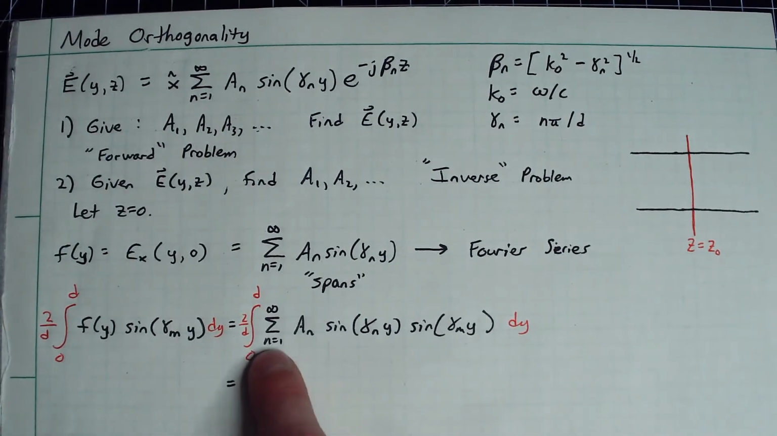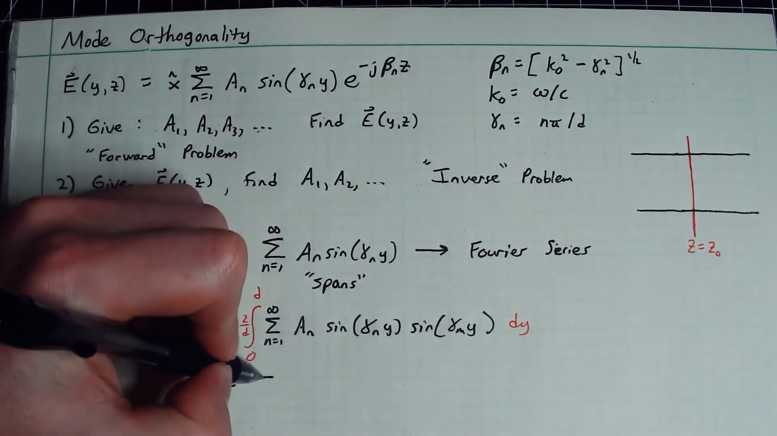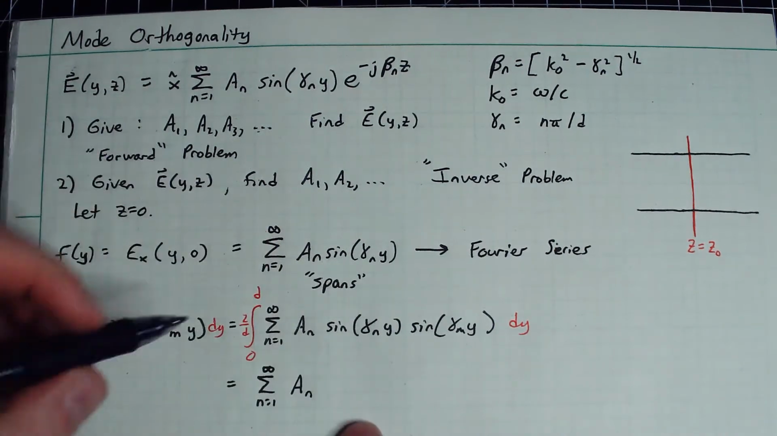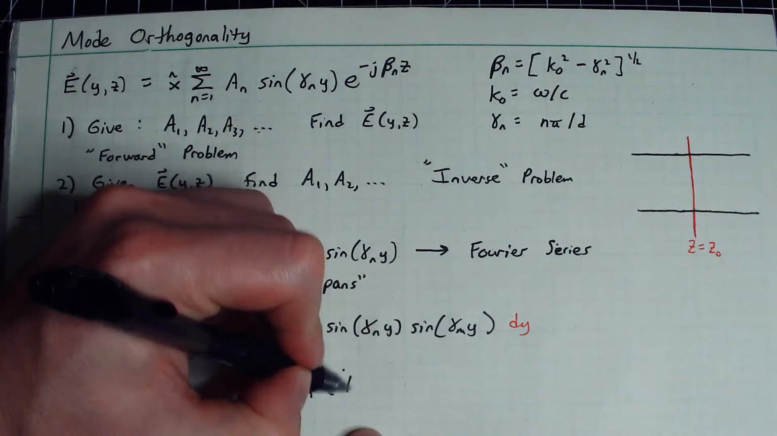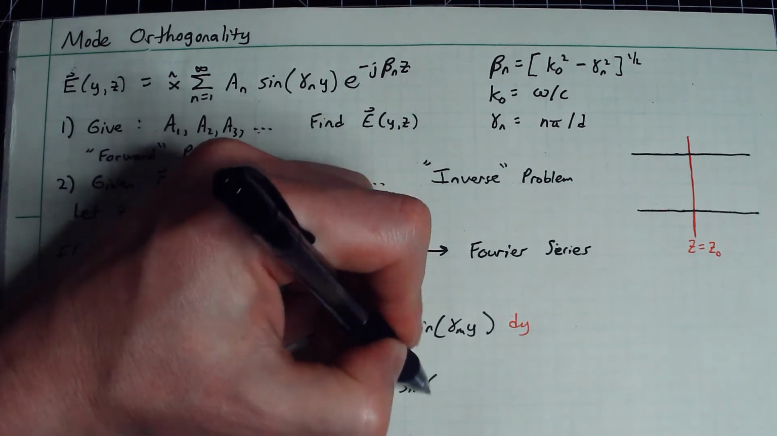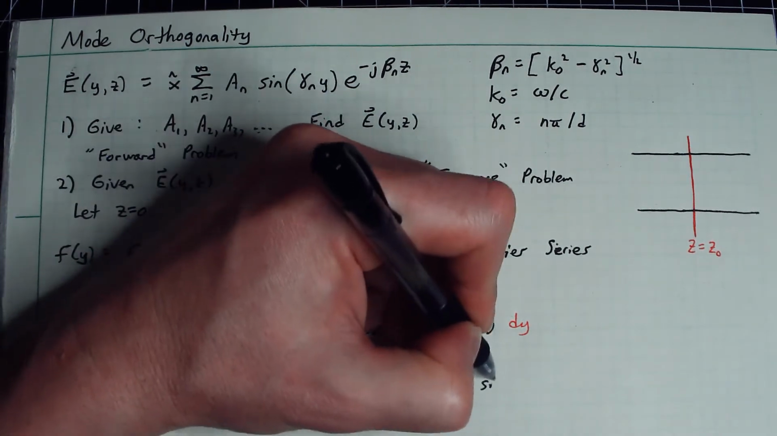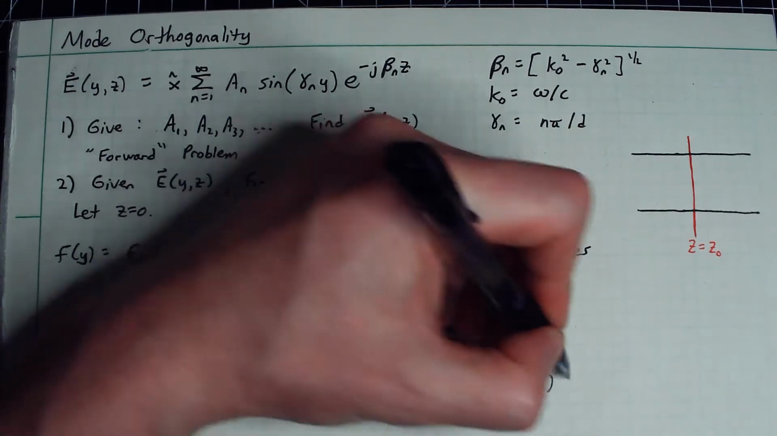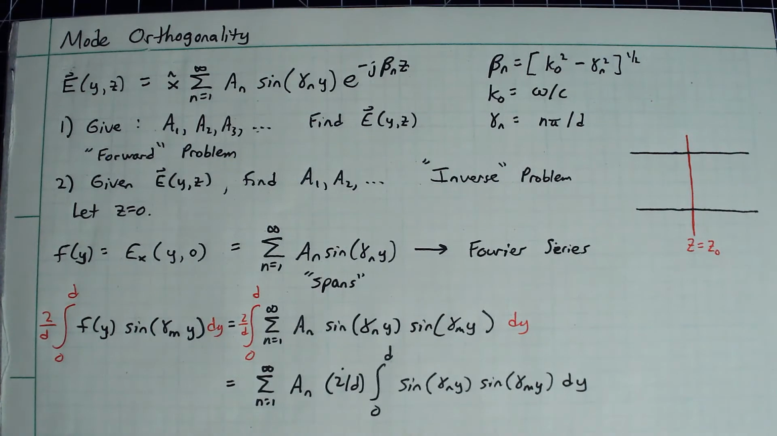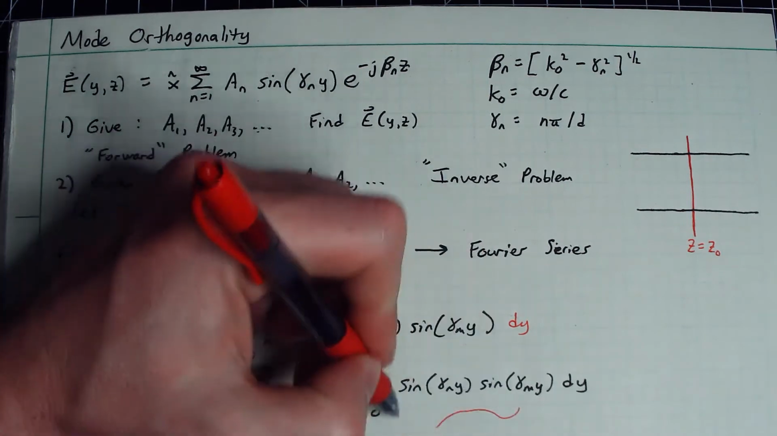So I'm going to flip-flop the summation with the integral here, and I'm going to get the summation from n equals 1 to infinity of a sub n, and a 2 over d times the integral from 0 to d of sine of gamma sub n y, sine of gamma sub m y dy. We can do that because the integral is a linear operator, which means it doesn't matter where I put the summation.